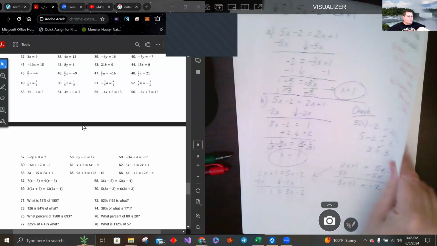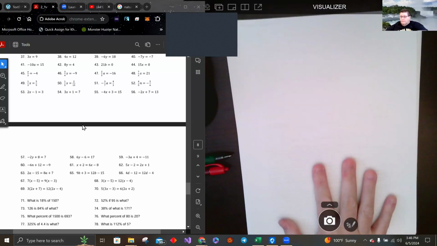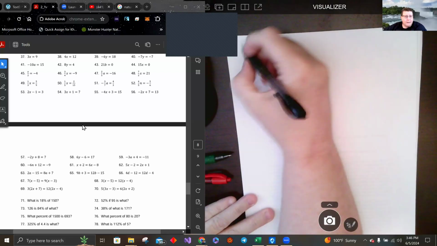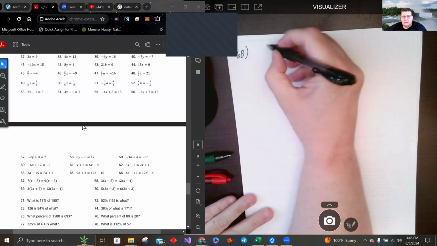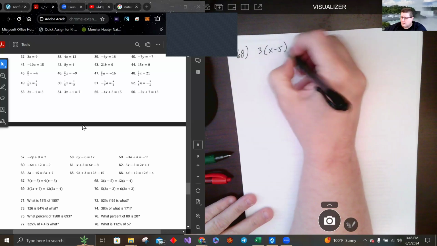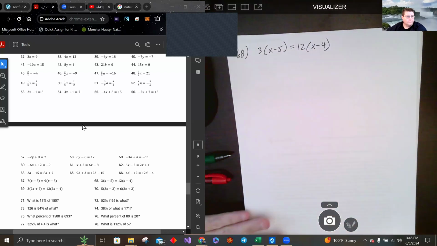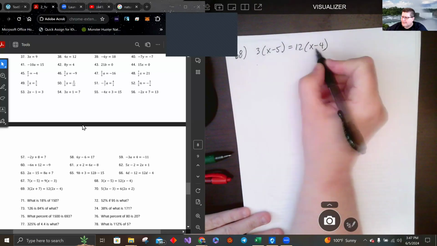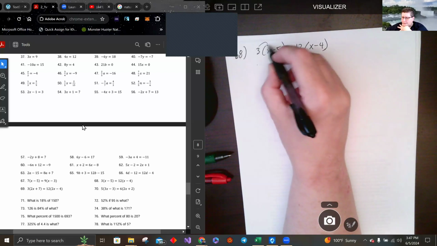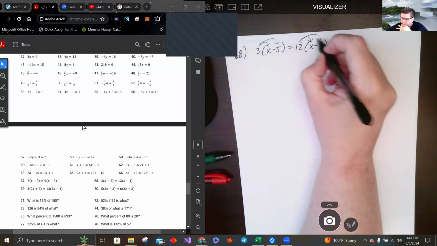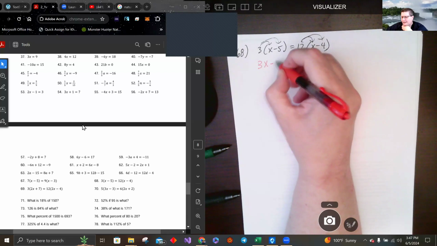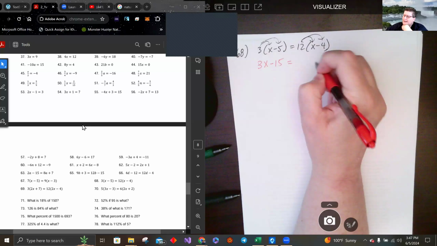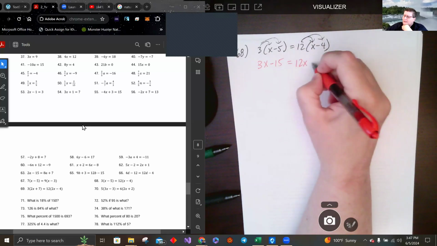And finally, we'll kick it up a notch one more. Let's go with 68. Here we've got stuff going on. We need to distribute first. Three times x is 3x. 3 times -5 is -15. 12 times x is 12x. And 12 times -4 is -48.